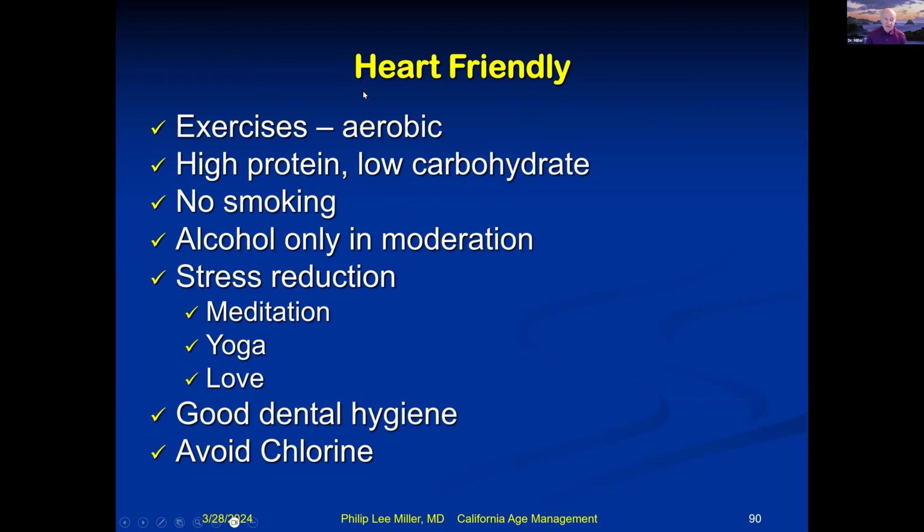Heart friendly: exercise, high protein, low carbohydrate, no smoking, less alcohol, meditation, yoga, love, dental hygiene, avoiding chlorine. Some of these are ones that are not emphasized. Chlorine in the water is not good for you. Dental hygiene, we're understanding this more and more. And the one that's left out of here is also a healthy gut, is a healthy brain, and a healthy heart.